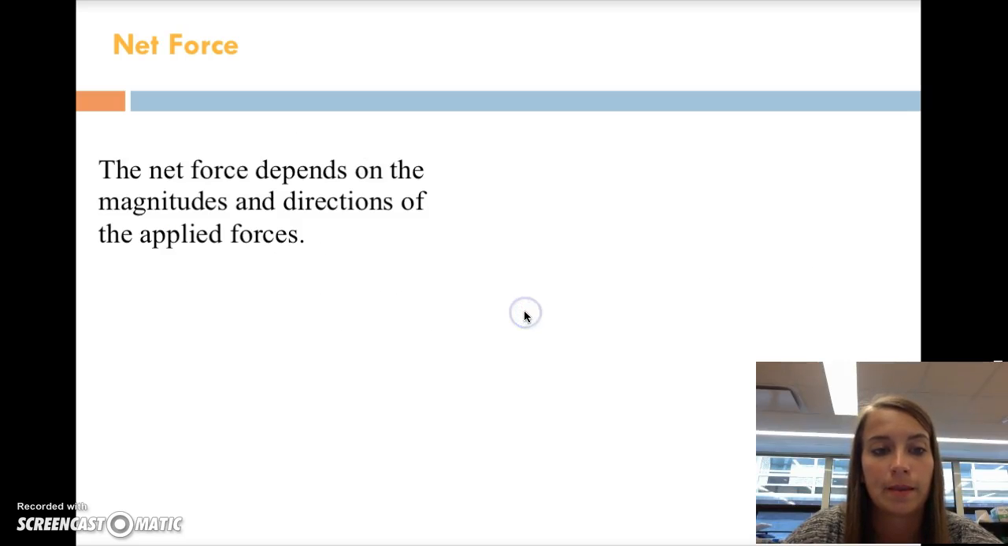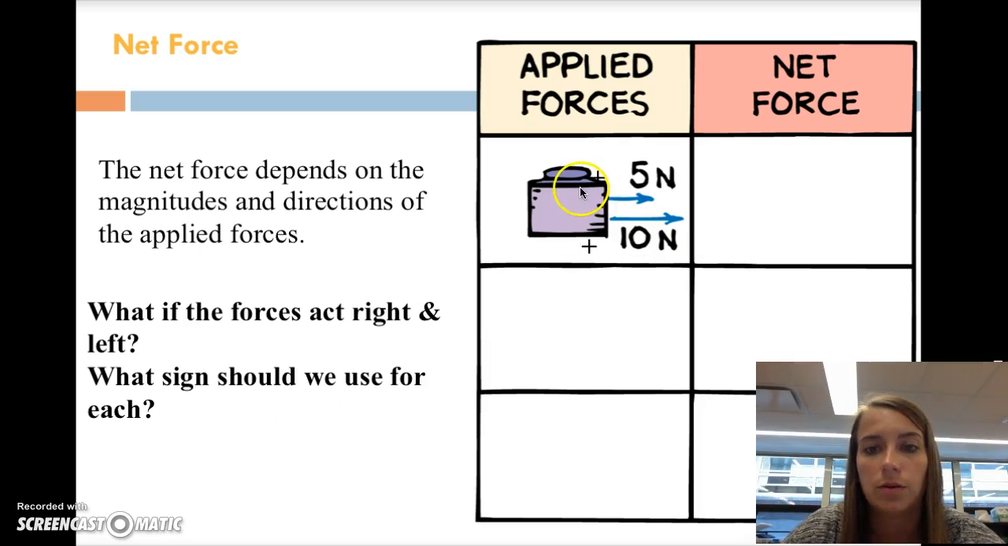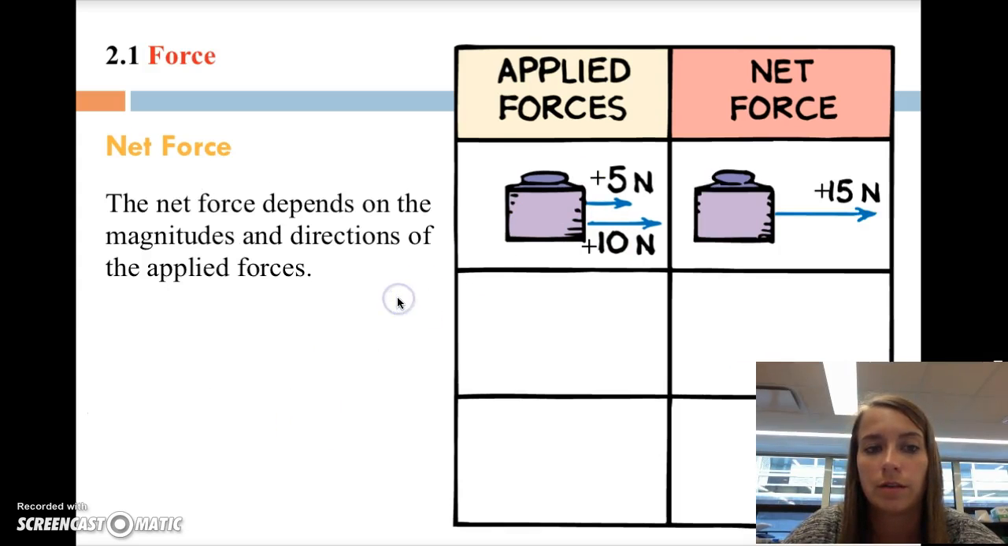All right, let's talk a little bit more about net force. The net force depends on the magnitudes and directions of all the applied forces. So we've talked about that already. Something we talked about before, but what if the forces act right and left? What signs should we give for both of those? If you remember from the video on Thursday night, we already talked about what we would say right was and left was. Here we've got a chart we're going to fill in.